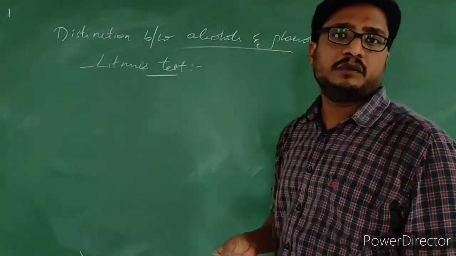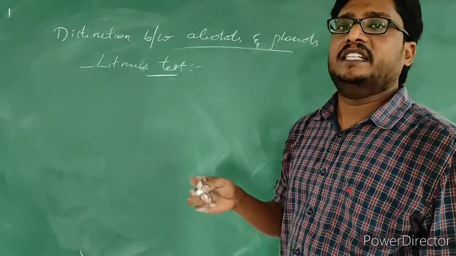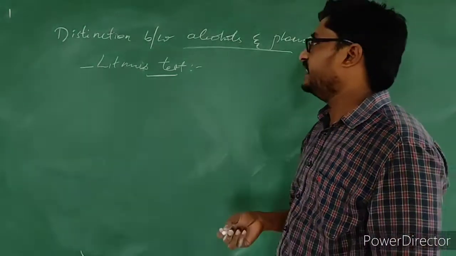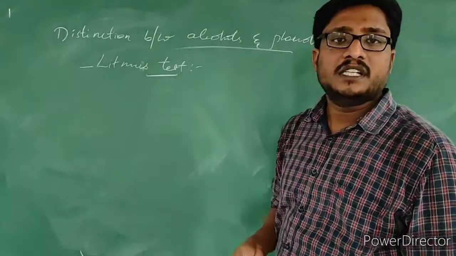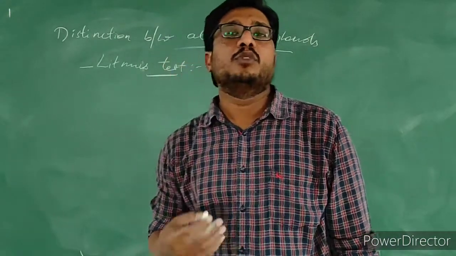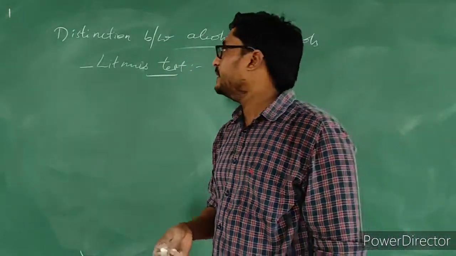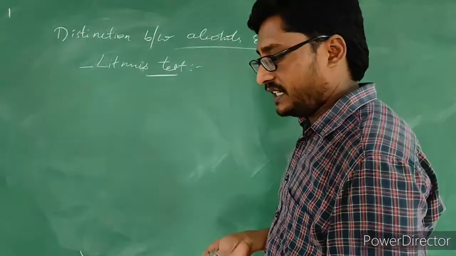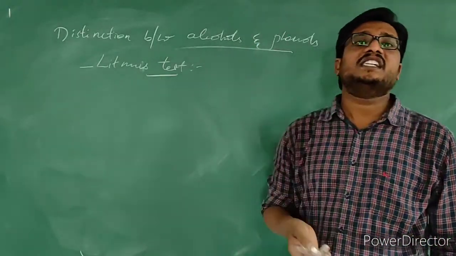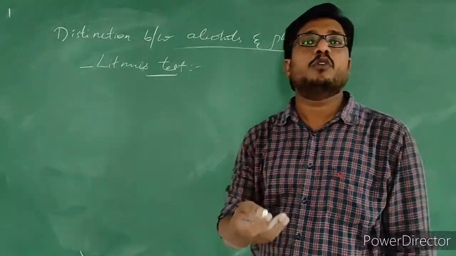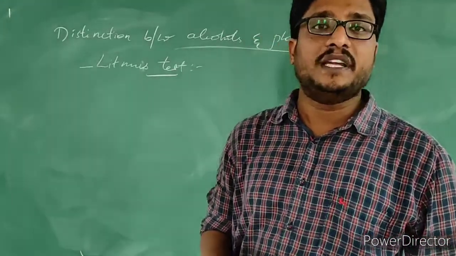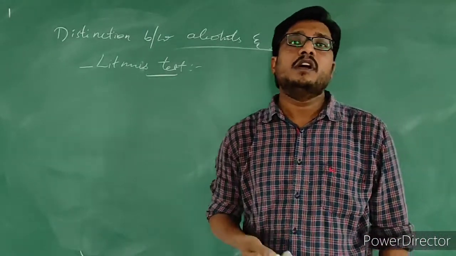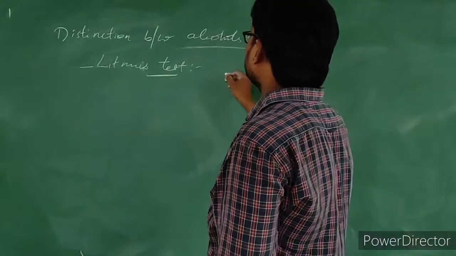When phenol is treated with litmus paper, it turns blue litmus paper into red, whereas alcohol will not react with litmus paper. The reason is that in phenols, acidic hydrogen is present. Phenols are more acidic than alcohols. That is why phenols convert blue litmus paper into red.